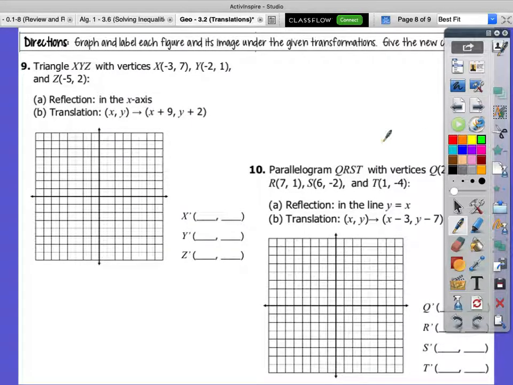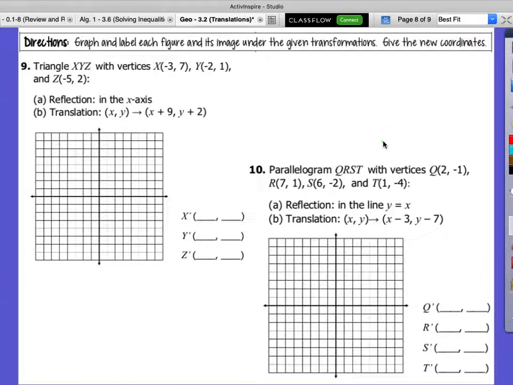There's going to be 3 shapes. We take a triangle XYZ. We're first going to plot it just like we have been. Our first step's the same, just to plot. So we're going to do X at (-3, 7), Y at (-2, 1), and Z at (-5, 2). We're going to plot that one just like we would normally.